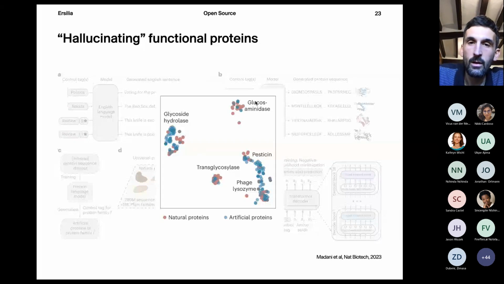As you can see, they fall within more or less the same sequence space, which means that they are actually quite likely to exert the function that we expect, and indeed they did quite massive validation in this paper.